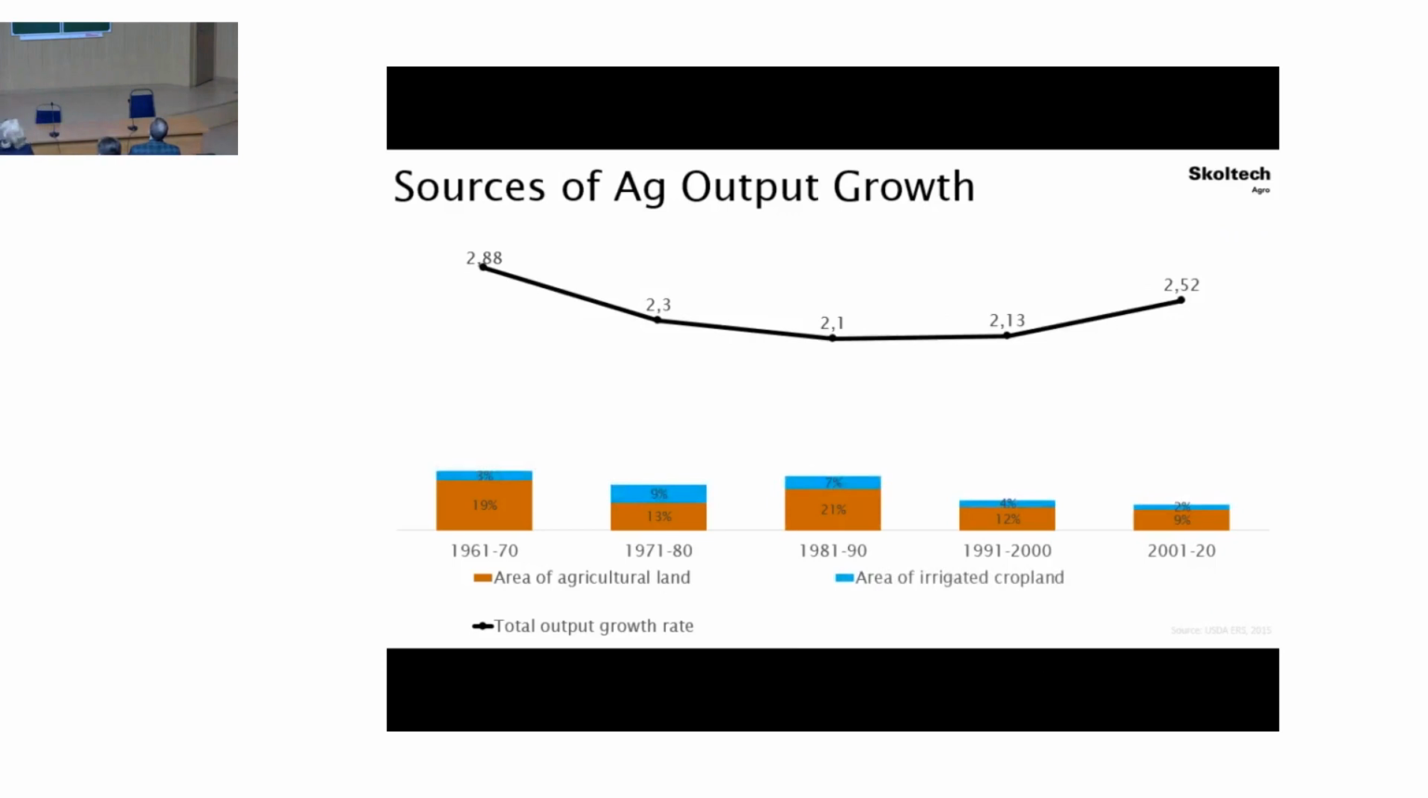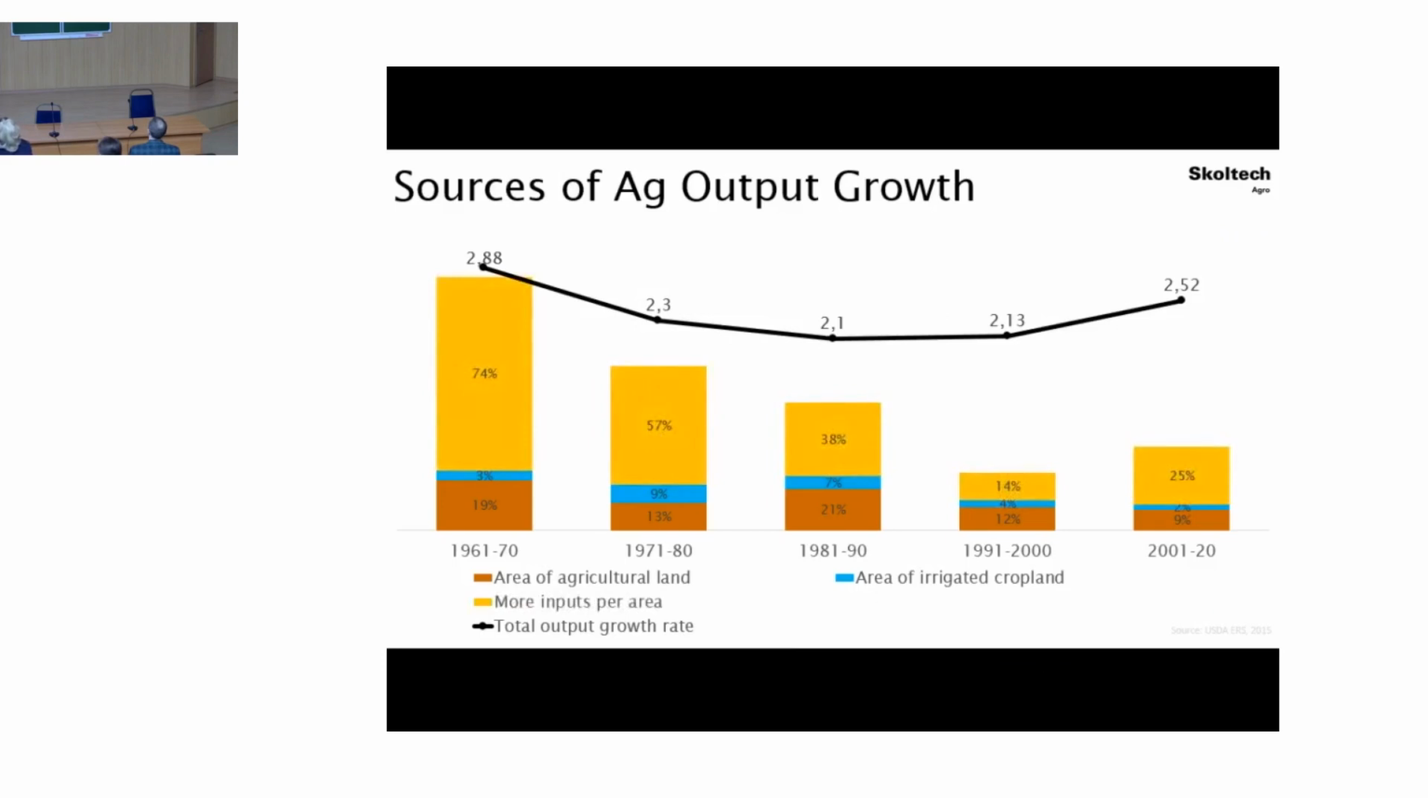The other is increasing irrigation to the area that we already have under agriculture. Again, that is coming down. The cost of irrigation is going higher. Water is not available everywhere easily. So irrigation is not an option to increase the yield.